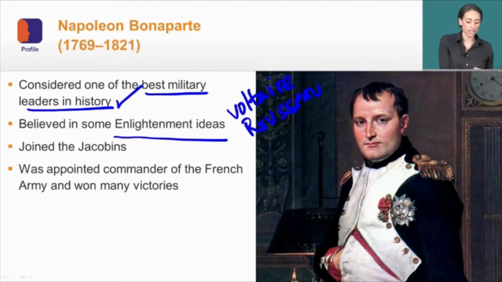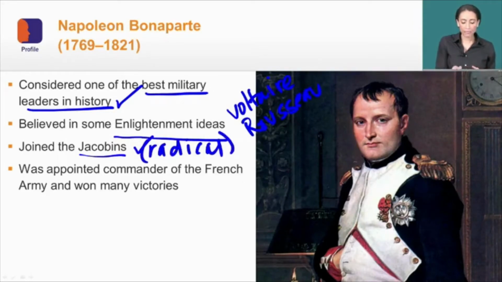Eventually, he joins the Jacobins, that very radical wing of the new French government. And because of the connections that he was able to make early on in his military career, and because he was able to step up to defend the Directory from an angry mob, he's ultimately appointed commander of the French army. Now, after he starts winning many victories as the commander, he's then put into power as the commander-in-chief.